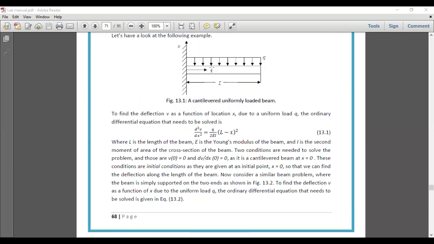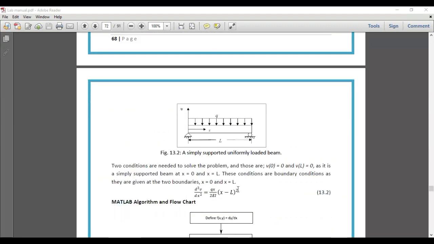And in the earlier case, we were given two initial conditions, V at 0 and the derivative of V at 0. So this becomes a boundary value problem, right? So while solving such a differential equation, we have to satisfy these two conditions.